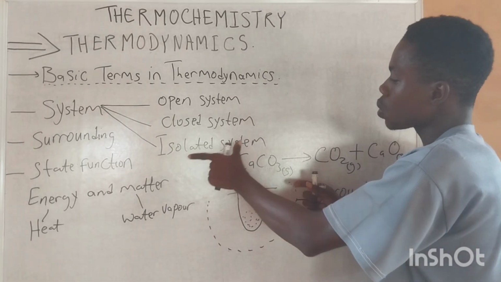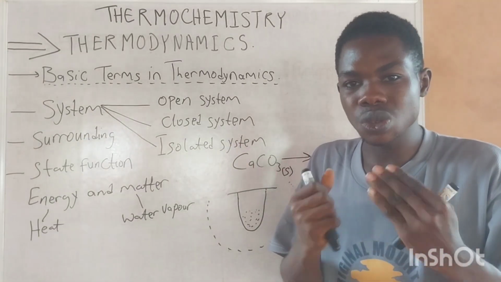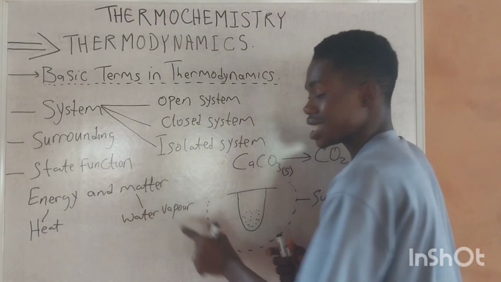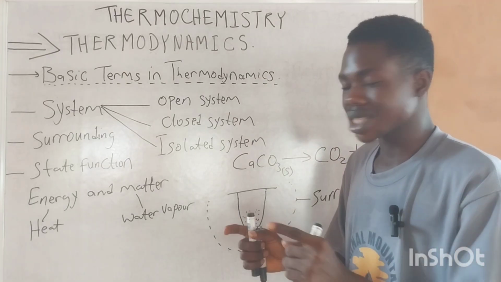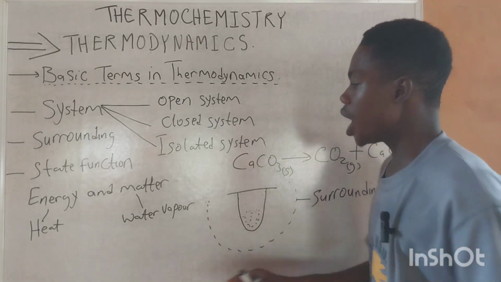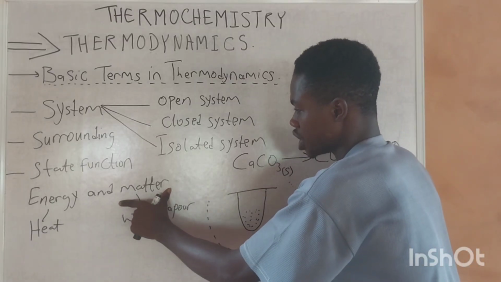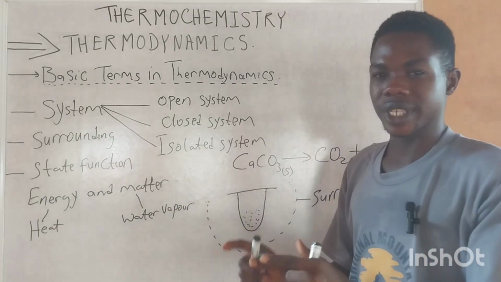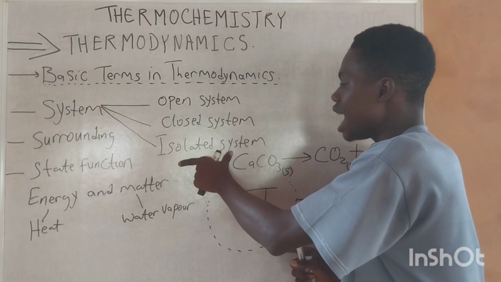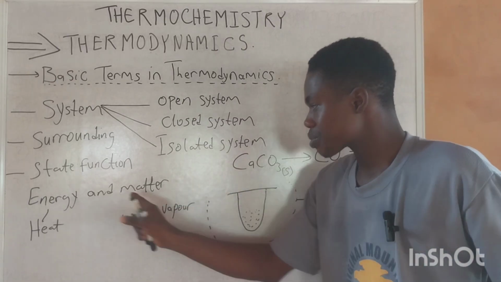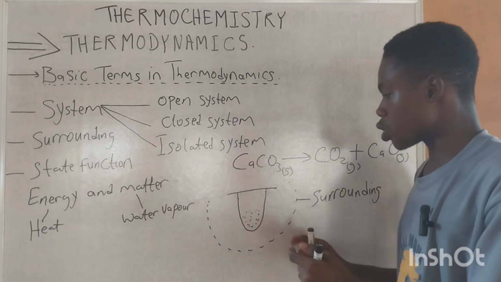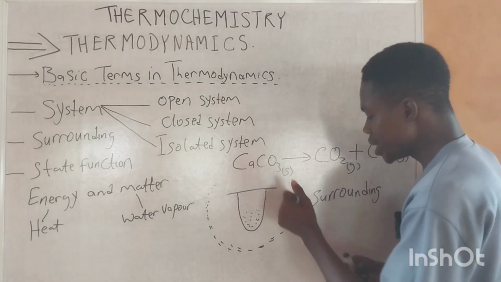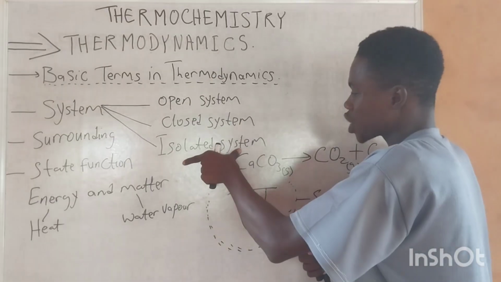which happens to be the isolated system. Now, please take note that in an isolated system, both the energy and the matter cannot be exchanged. Unlike the closed system, where only the energy can be exchanged and the matter cannot be exchanged. And unlike the open system, where the energy and the matter can both be exchanged. But in the isolated system, both the energy and the matter cannot be exchanged to the surrounding of the system. And I said that the surrounding is the environment around the system, be it closed system, open system, or an isolated system.